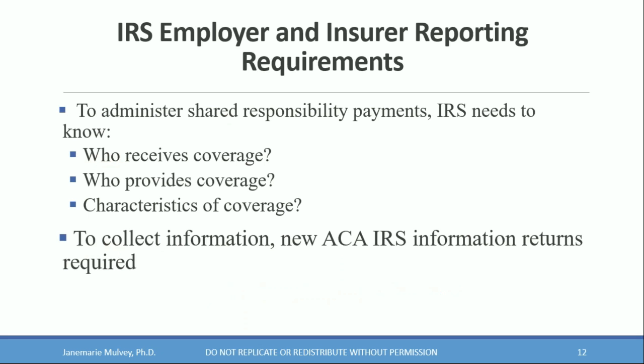So in addition to the penalty, IRS basically is the gatekeeper to all these premium tax credits, to the employer penalty, to the individual penalty. And in order to figure out and administer these provisions, IRS needs to know who receives coverage, who provides coverage, and the characteristics of that coverage, including affordability. And to collect this information, IRS now has these new information returns, and I'm going to briefly tell you what they are.